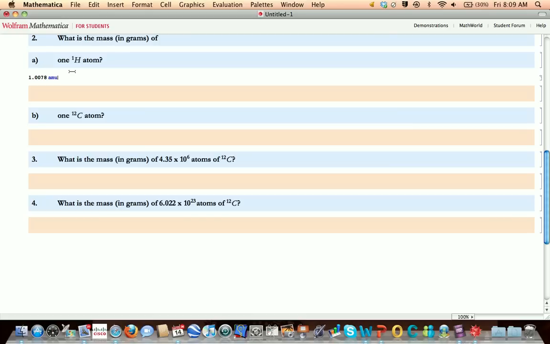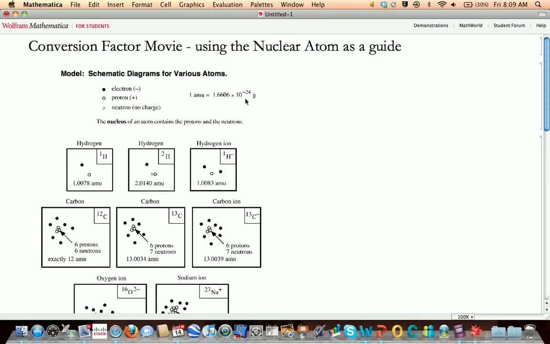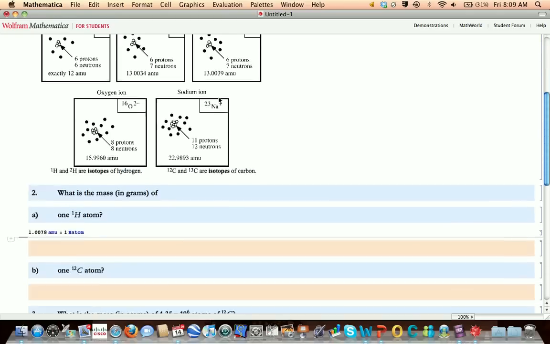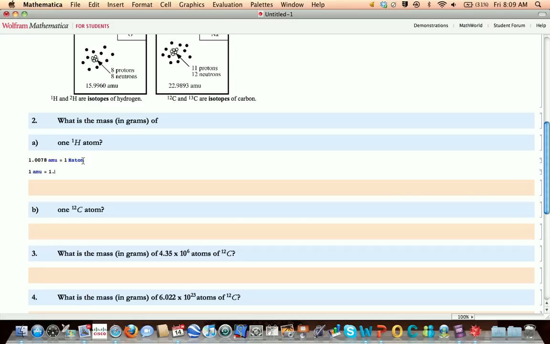And what is that? Well, that really is the same thing as 1 H atom. So we're just going to put down some information that we know. I also know from this guide up here what an AMU is. It's equal to a very small amount of mass in grams. So maybe I can write this one down, that 1 AMU equals, let's call it 1.66 times 10 to the 24th.